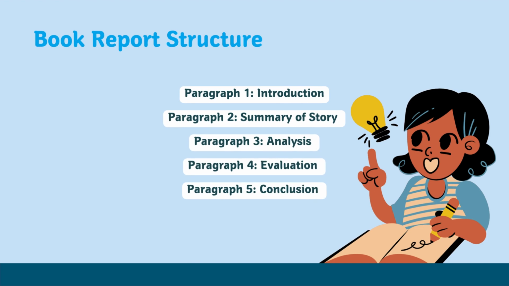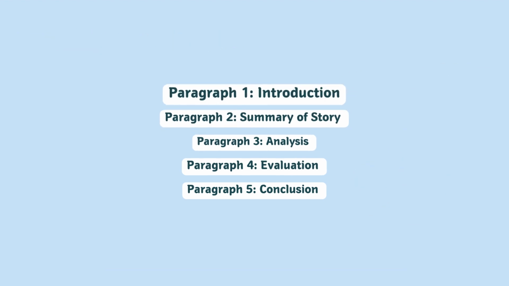Like any longer piece of writing, the structure of a book report is crucial. And that's why we have a simple formula to write a 5-paragraph book report. It looks like this. Paragraph 1, Introduction. Paragraph 2, Summary of the story. Paragraph 3, Analysis of the story. Paragraph 4, Evaluation. Paragraph 5, Conclusion. Let's break each of these down and see what we should include.